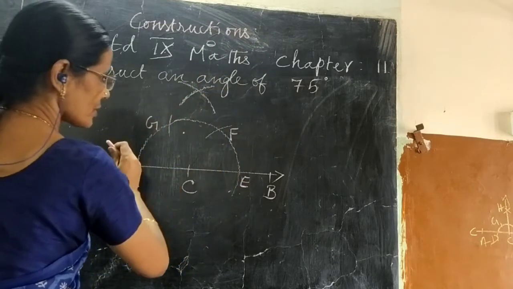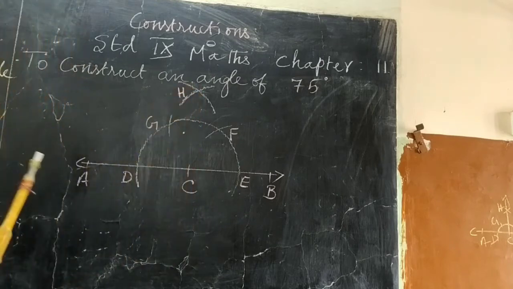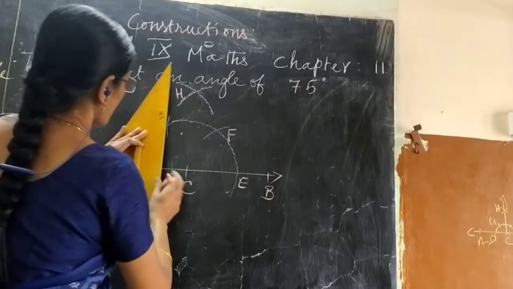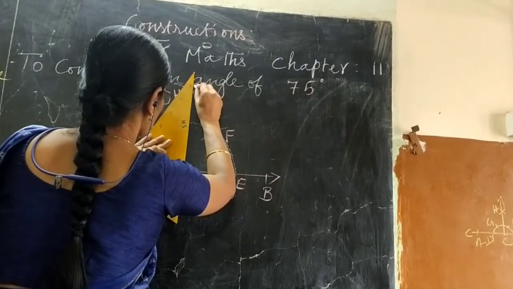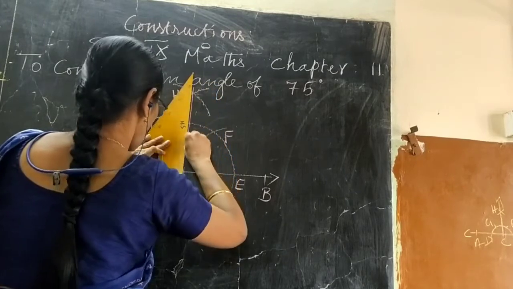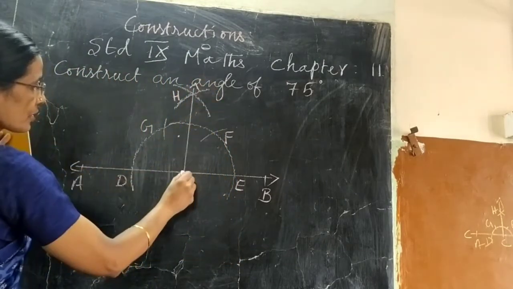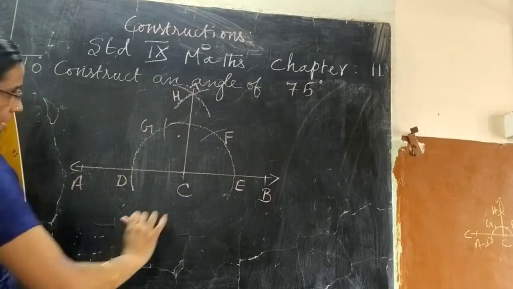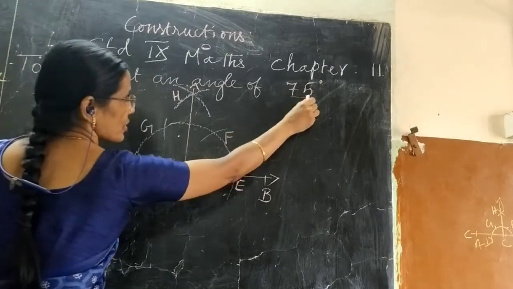So this point is H. Draw ray CH. Through C and H, a ray is drawn. If we measure, this will be 90 degree, but the required measure is 75.